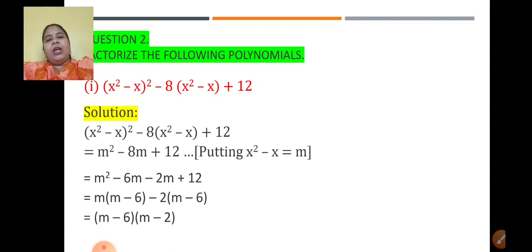Now taking common as we have done. When I take common, from here if I take common m, in the bracket what will be left? m minus 6. From here if I take minus 2, since minus is outside, I have told you this sign will change. So this will become minus, and 12 divided by 2 is nothing but 6. So the two factors are m minus 6 and m minus 2.